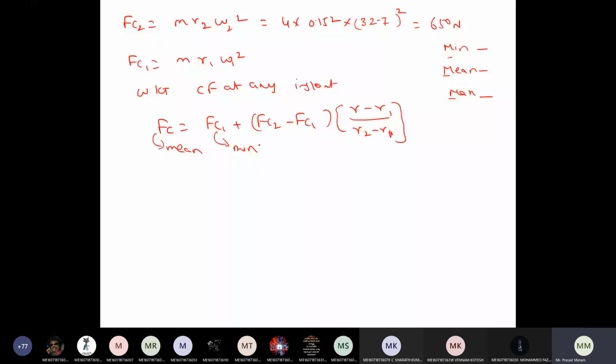So now I got the FC2 value. I don't know FC1. I want to find the FC value. In this equation, two are unknown. FC I don't know, FC1 also I don't know. Let me try to find out FC, the centrifugal force at mean position, which is given by the equation m r into omega square. Mass 4, radius of rotation 140 mm, 0.14. And what is omega at mean position?